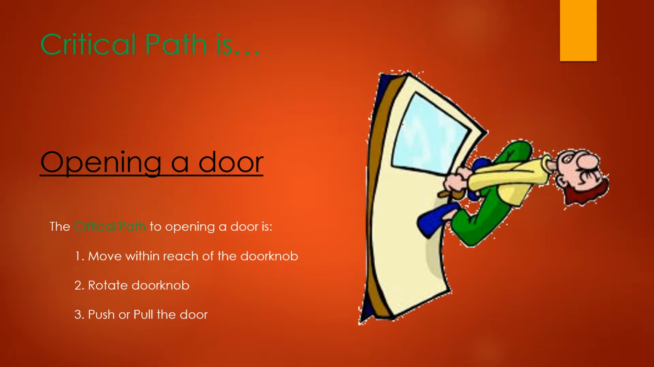Now, in the case of most critical paths, the first step is to set the conditions. In the case of opening a door, for example, the first critical path step is to step within reach of the door. Obviously, you must be within reach of the door in order to open it. This is a first critical path step. Of course, sometimes it's so easy and automatic, we don't even think about it, but it still holds true.